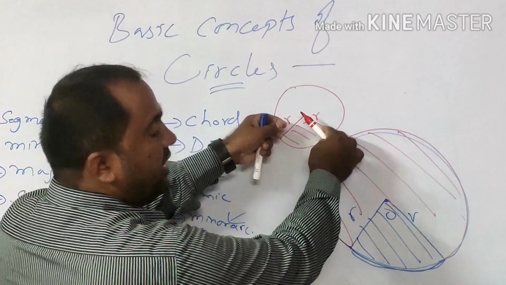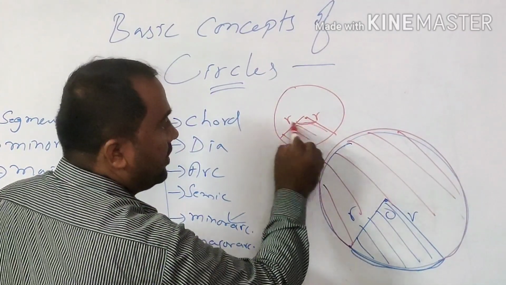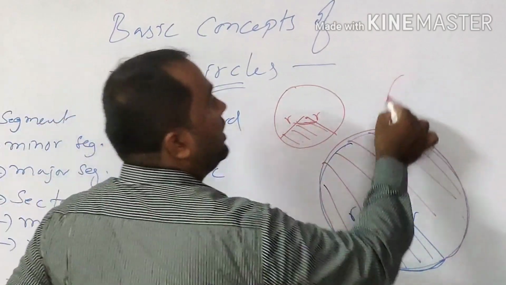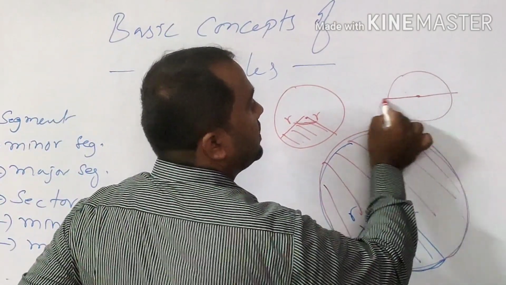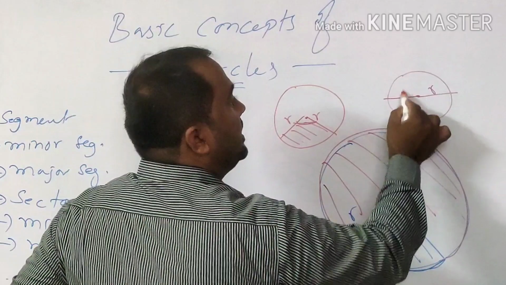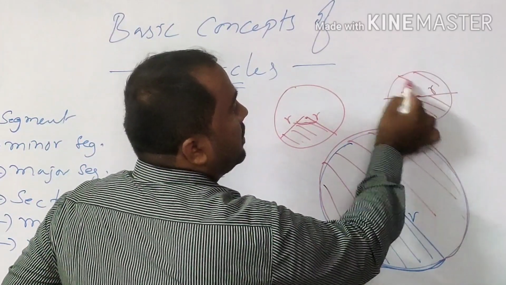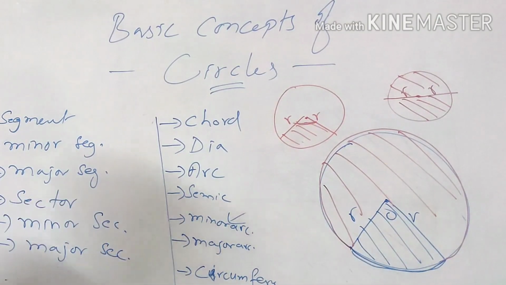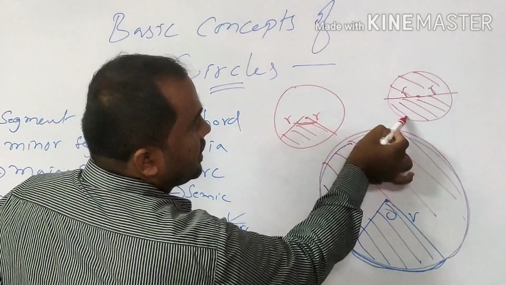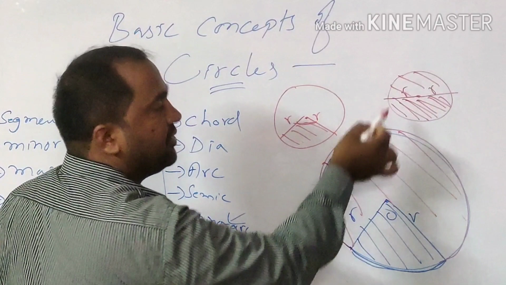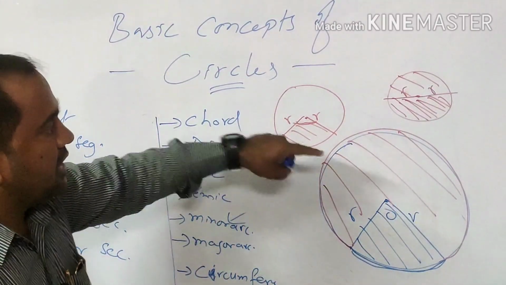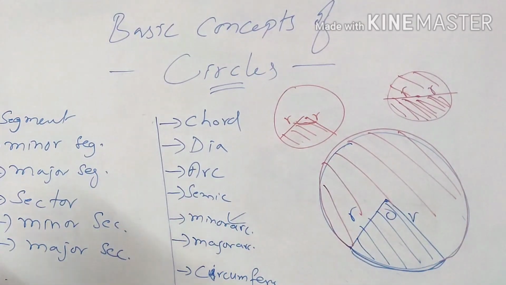When we expand the angle at the center between these two radii, they go to opposite directions. Then again it forms a diameter. Then this circle is divided into two equal sectors, or two equal halves. So in this case, this is called a segment as well as a sector. In case of a diameter only, sector and segment are both equal in area.